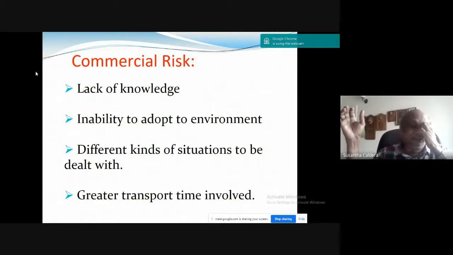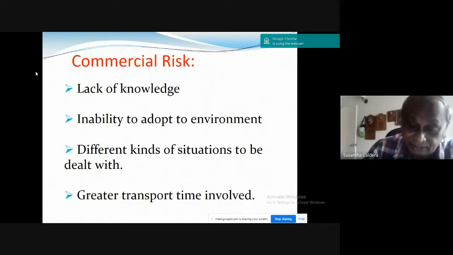For example, from USA to Colombo, 21 days. Anything can happen within that period, right? So when there's a greater transport time, there can be risk.